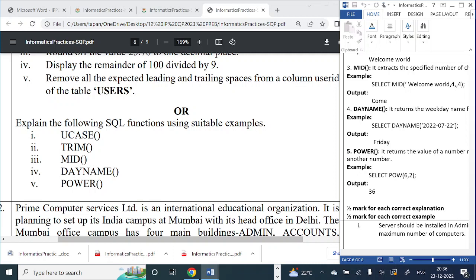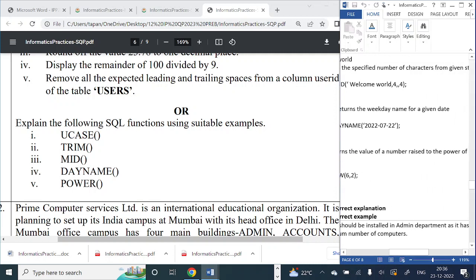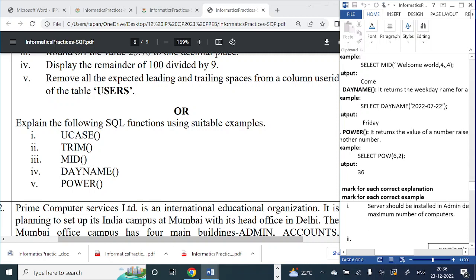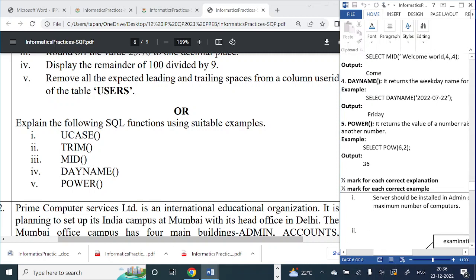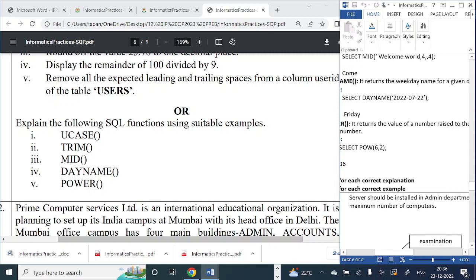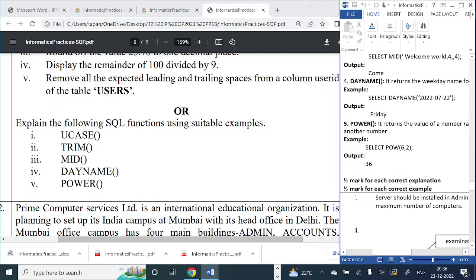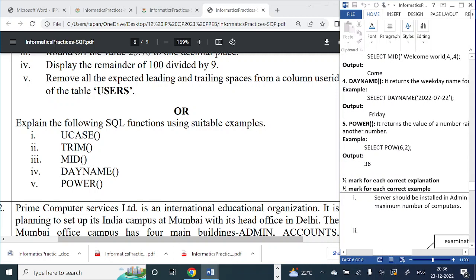Day name returns the weekday name from a given date. So the weekday is returned. And the last one is power, which returns the value of a number raised to the power of another number. So 6 comma 2. So 6 to the power 2 will be 36.